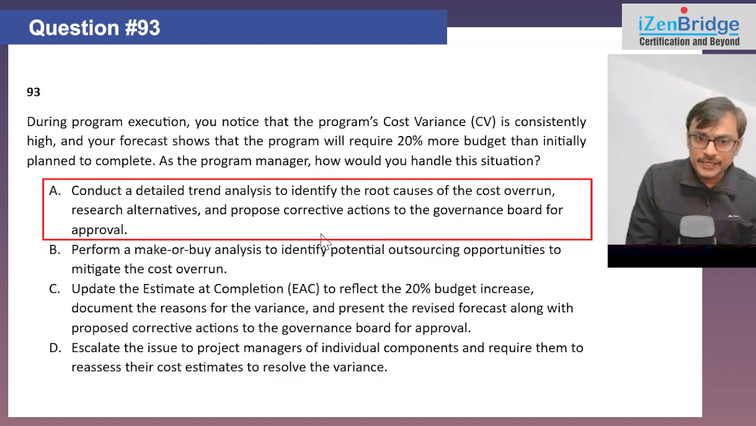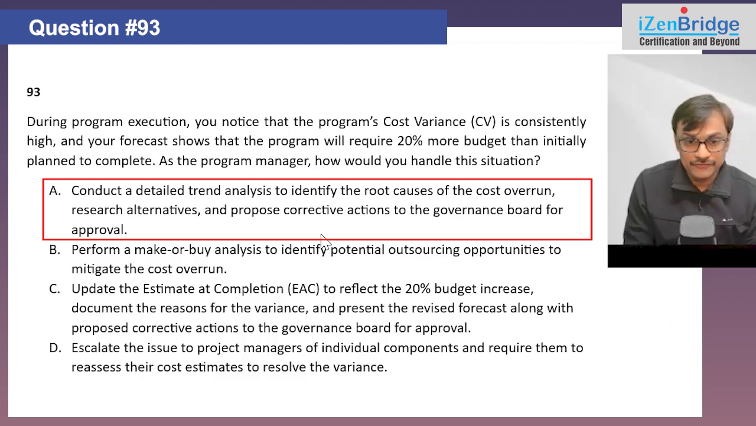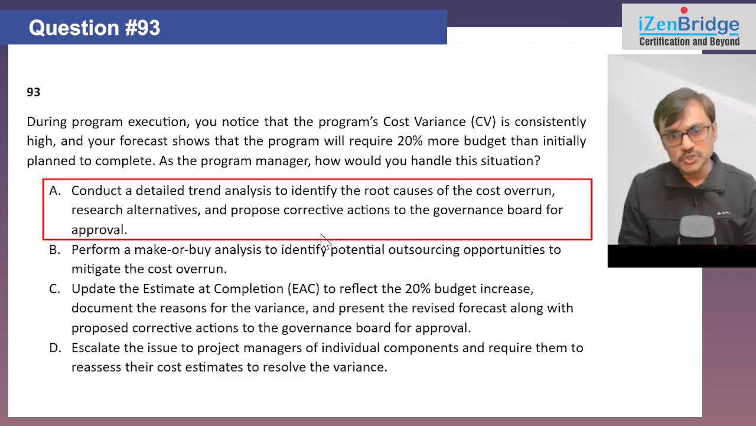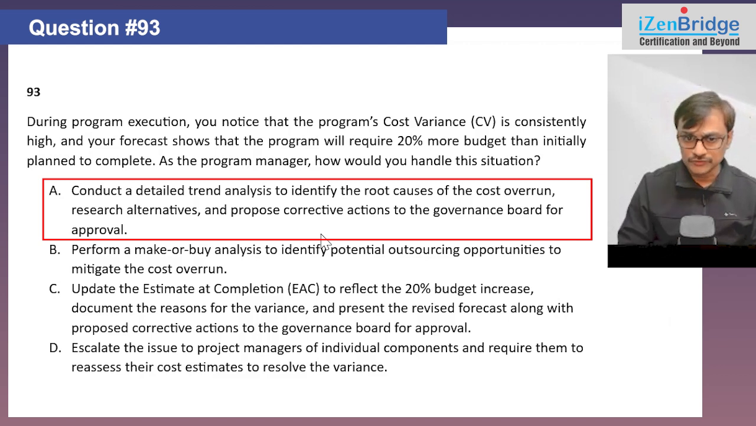Option A, conduct a detailed trend analysis to identify the root causes of the cost overrun, research alternatives, and propose corrective action to the governance board for approval. Not a bad idea. Looks good. I feel that there are a good amount of elements which look good in option A. So I consider it a good option. Let's see the next. The only thing is that the question is in a way showing that I have done a projection of the closure, so it seems like I have taken care of a trend analysis. That's the only negative thing. But there is a possibility that in the exam you probably don't get such a nicely crafted option. So looks good, option A.